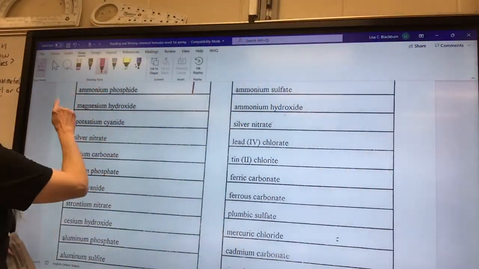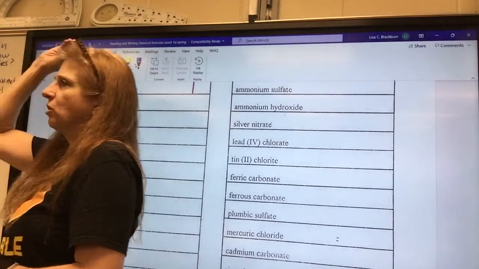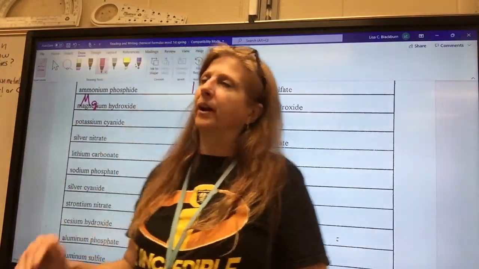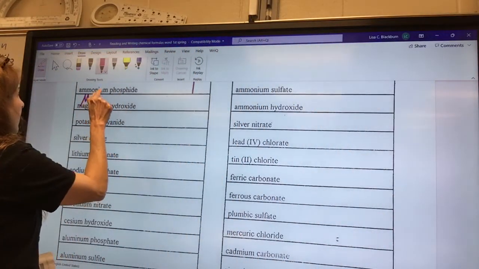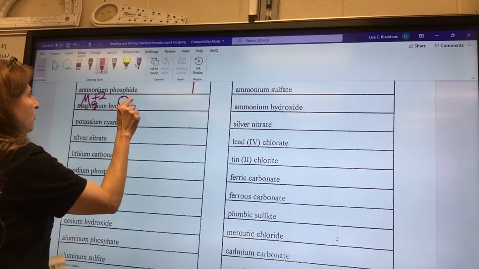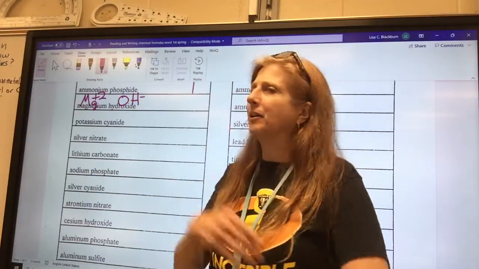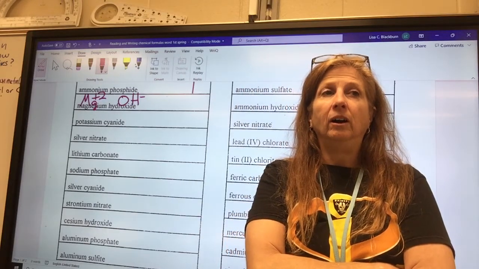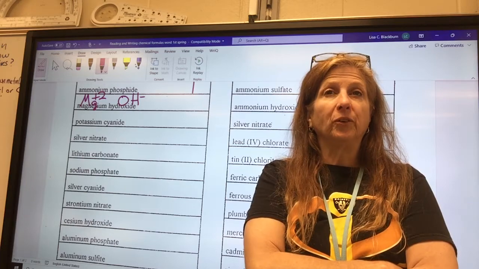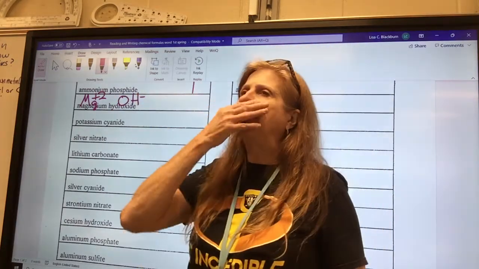So we know magnesium is Mg. What's the charge on magnesium according to our periodic table there? Plus 2, so we could go ahead and do that. And then hydroxide is OH minus 1. It's a capital O and a capital H. So what do we have going on here? We have two things. We have an oxygen and a hydrogen.